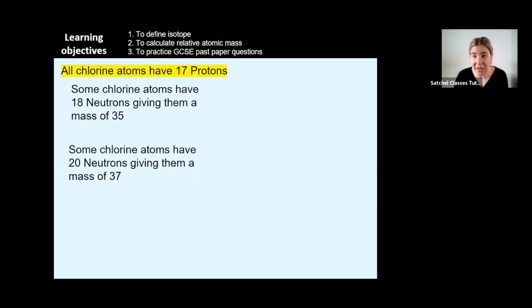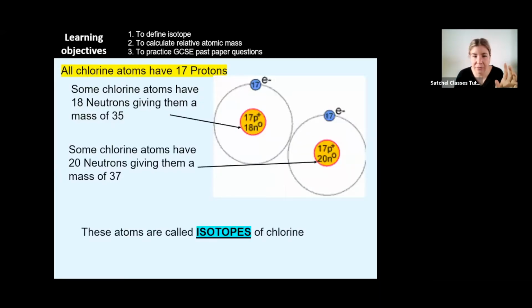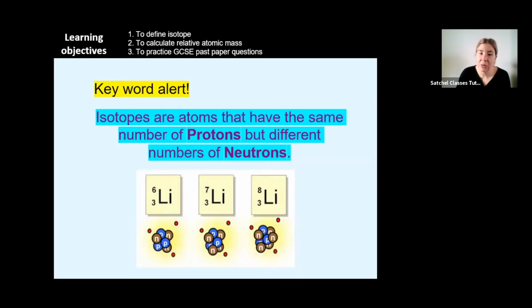So how are we going to put that information onto one symbol in the periodic table? Well, we have to make an average. These atoms with different numbers of neutrons are called isotopes. It's a really key point. Keyword alert: isotopes are atoms that have the same number of protons, but different numbers of neutrons. I've highlighted it and said it's a keyword. If you are taking notes, I would strongly recommend that you write this down. If you're watching on your phone, maybe just say it a couple of times in your head, because it always comes up. It's a really nice 1 or 2 marker in a GCSE question.